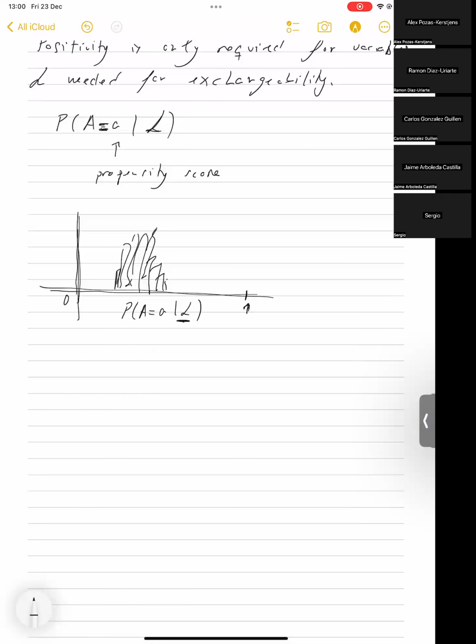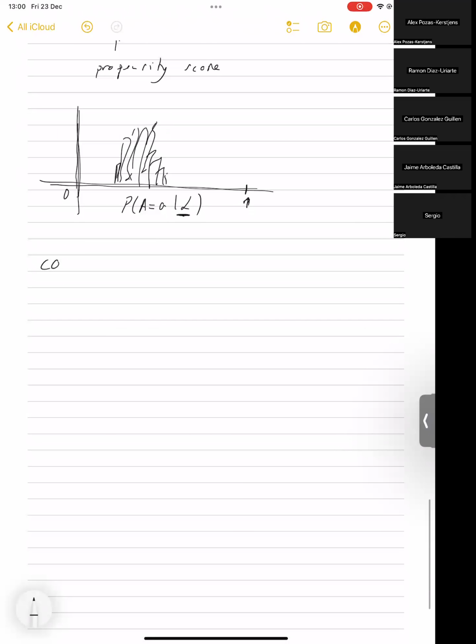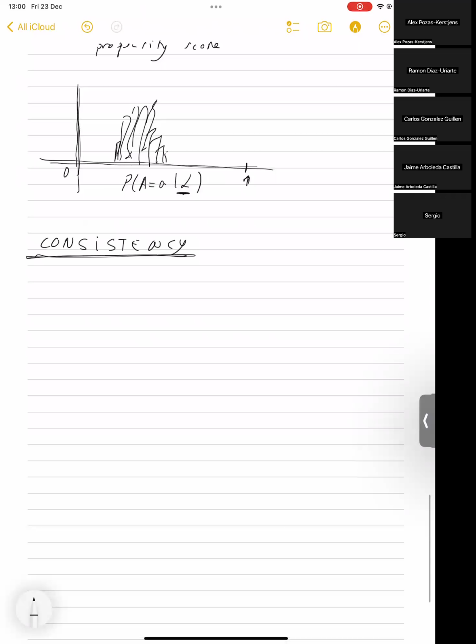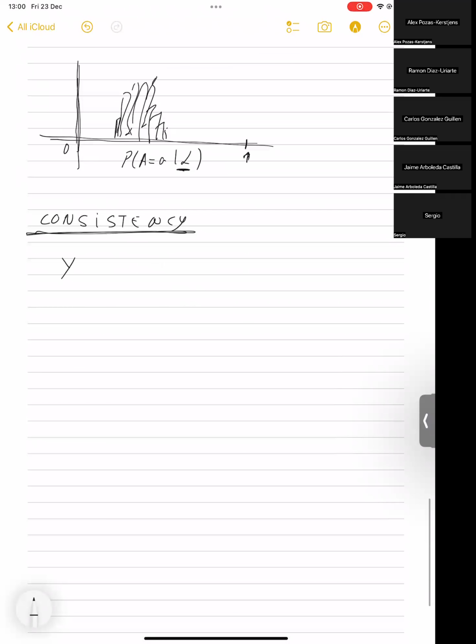Well, the last part of the chapter is consistency, and this is the most philosophical part of it. In the 10 or 15 minutes that are left, I'm just going to discuss it a little bit, but I think it's worth reading it in the book. There is not a lot of maths here. It's just a discussion. We define consistency as: the potential outcome under treatment A has to be equal to Y for every individual who actually received treatment A.